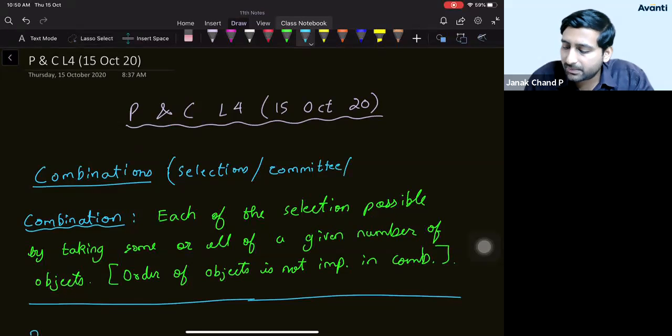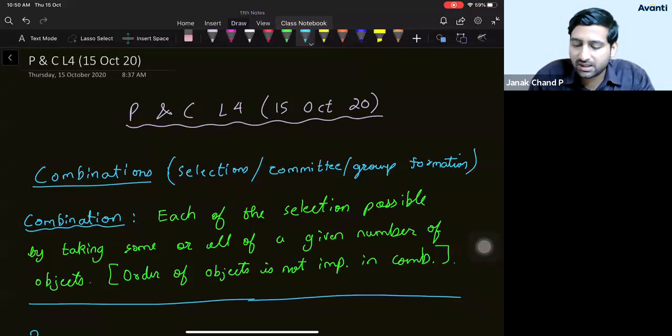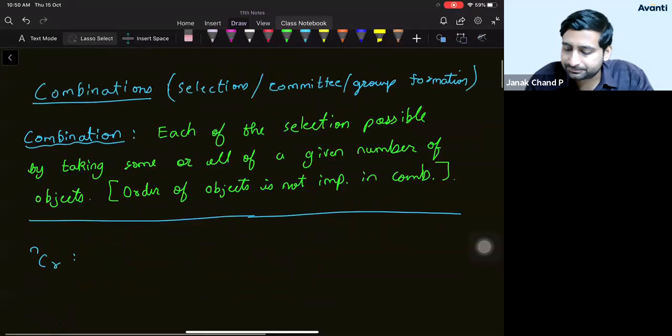or group formation, etc. Group or even team formation. Wherever team formation and selection is coming into the picture, it is combination.